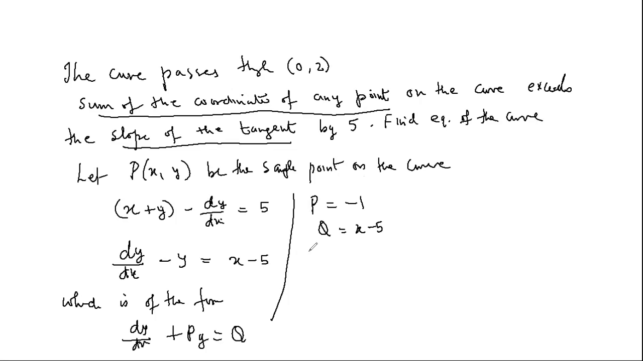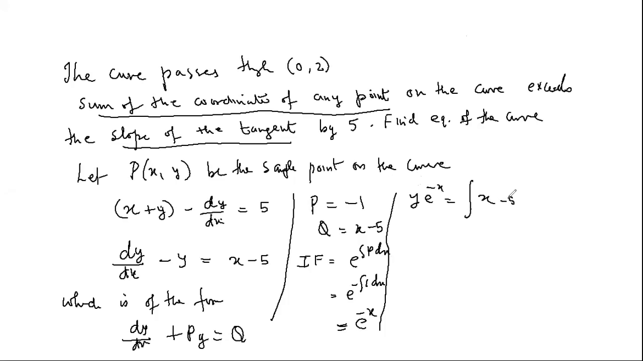Now calculate the integral factor. So the integral factor is e raised to minus x. Now please complete it and let me know. So your answer will be y into e raised to minus x is equal to integral of x minus 5 into e raised to minus x dx plus c.